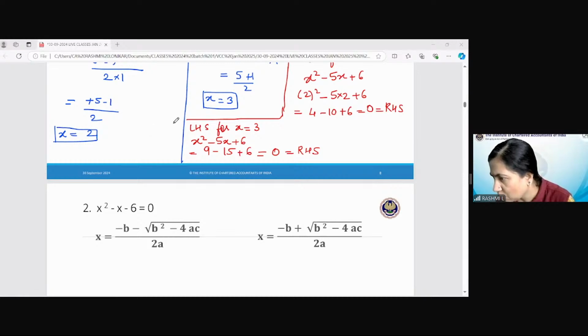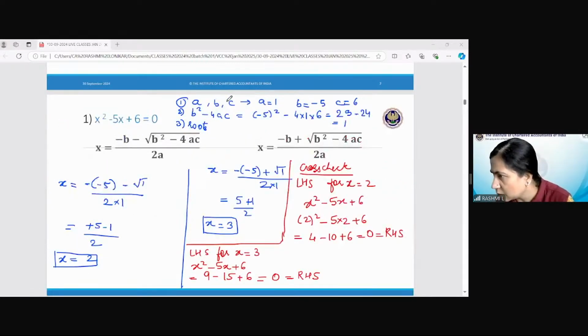B square minus 4AC is minus 1, Harshita is saying. No, how, dear? 5 minus 5 square is plus 25. And 6 into 4 is minus 24. Okay, 24 with a minus sign. So 25 minus 24 is plus 1.